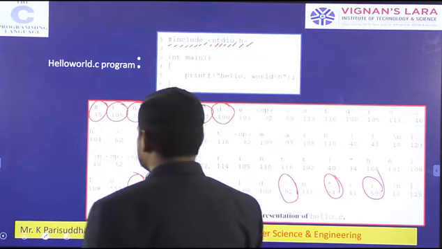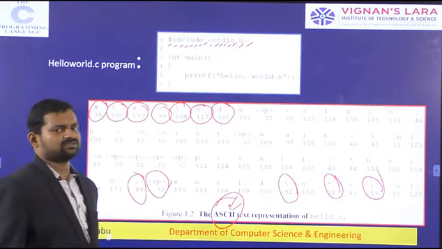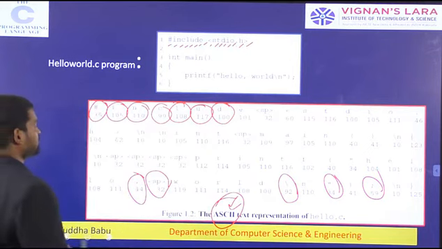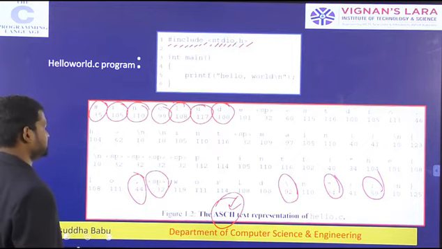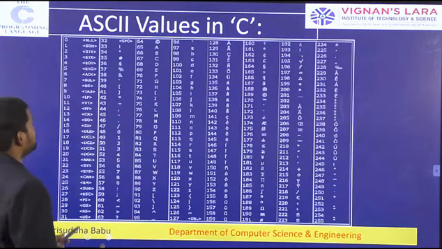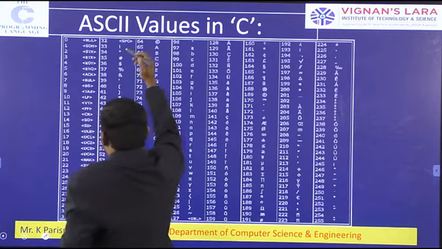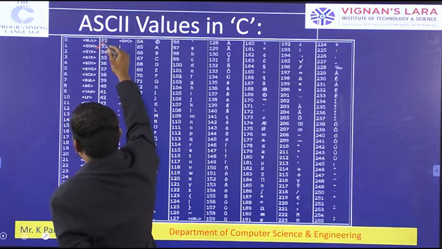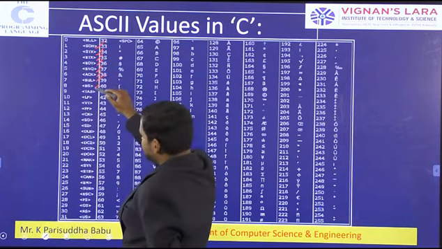That number is stored in the system in integer format. Likewise, in the C programming language, close bracket is stored as 125, and open curly bracket is 123. So see the many ASCII values in the C language. 0 is null, then SOH, STX, ETX, EOT, many others, acknowledgement, bell, tab.